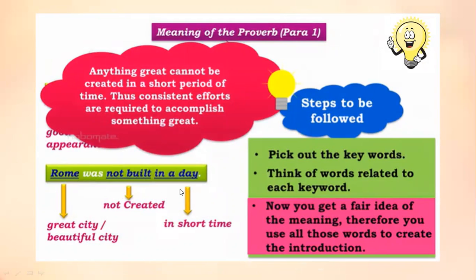Okay, and in a day, what are the words related to a day? Short time. So the meaning that I have understood is a great city is not created in a short time. So it is not really linked to just a great city. We can say anything great cannot be created in a short period of time. Thus consistent efforts are required to accomplish something great. That is what the proverb is trying to tell us.